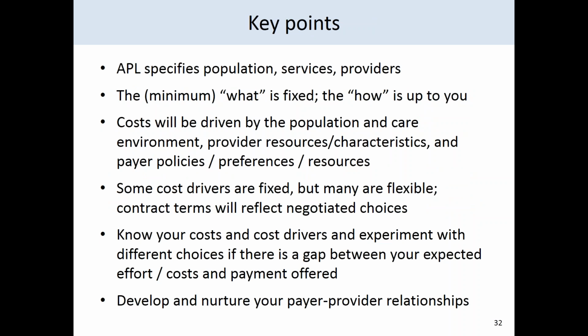So just to wrap up, the all-plan letter specifies the eligible population, the services that are to be provided, and who should be providing those services. The minimum, what, is fixed and specified. The how you deliver those services is up to you, and that's a conversation that the payer and the provider will have together. Costs will be driven by the population and care environment, the provider resources and characteristics, and the payer policy preferences and resources. All of those things together will combine to dictate your care model, your cost of care, and all of that will eventually wind up in a contract.